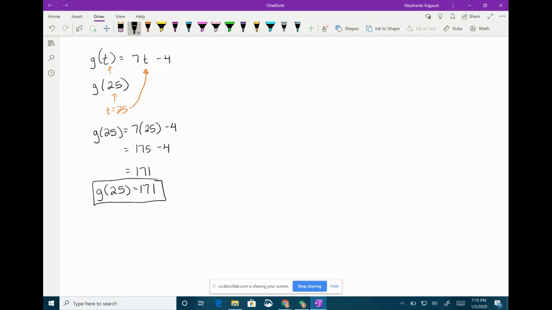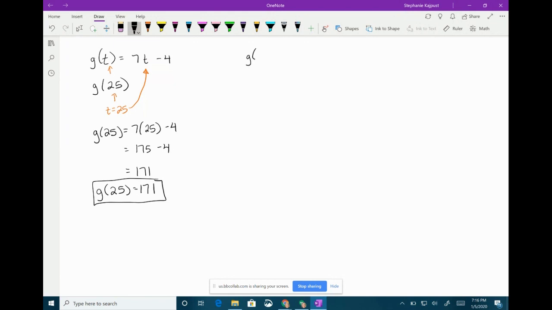Let's see, what else do we have that's related to functions? There is function composition and function inverses, function addition, subtraction, multiplication, division. The composition is the hardest. So let's do a function composition.